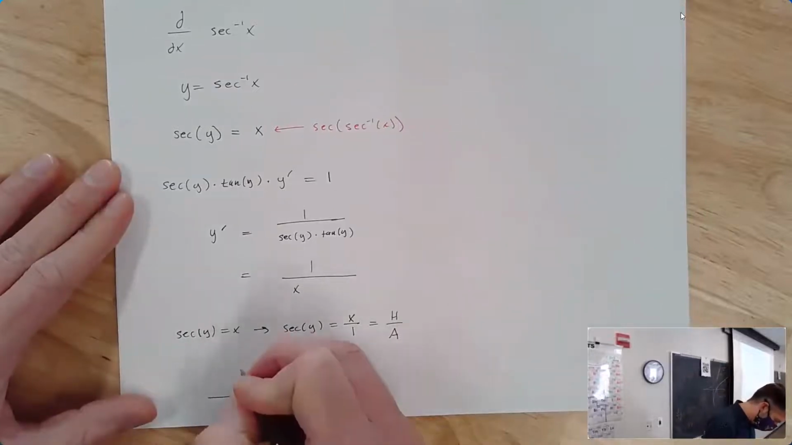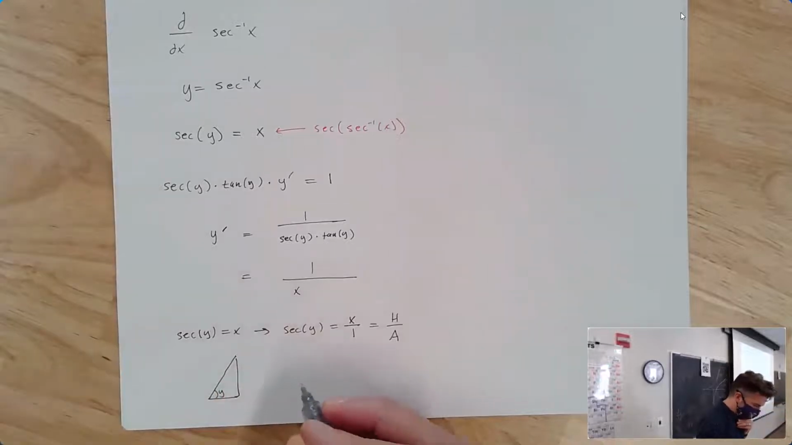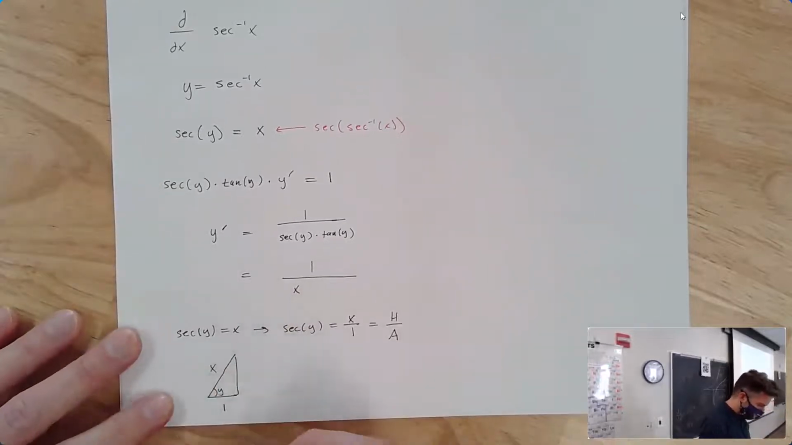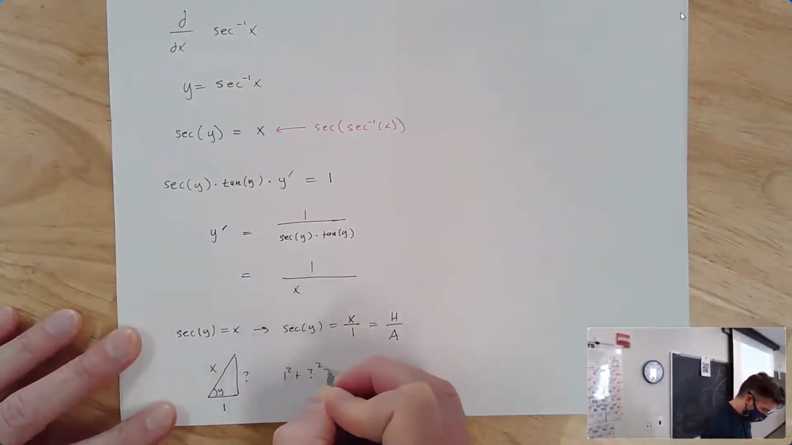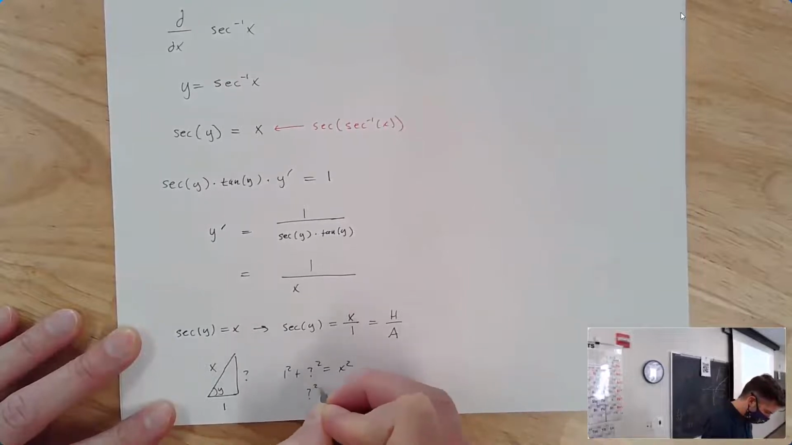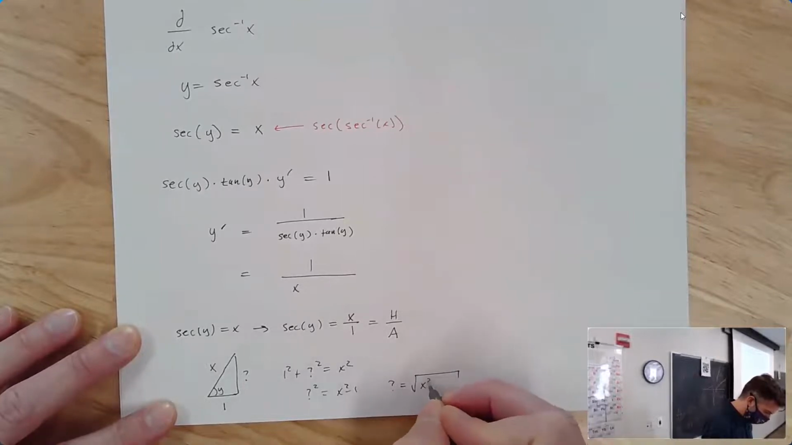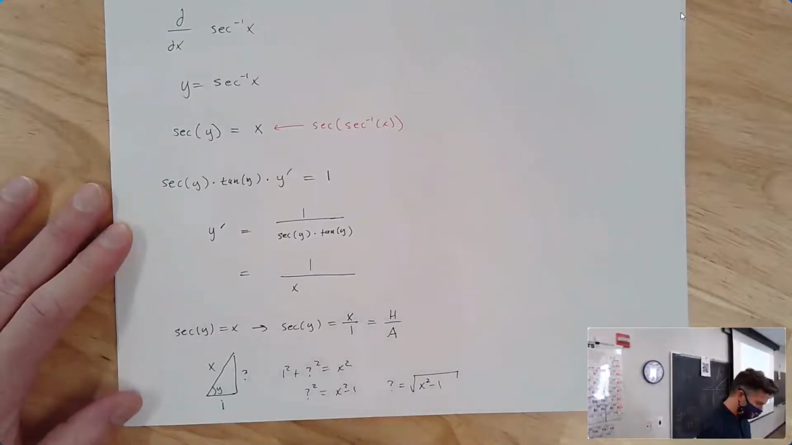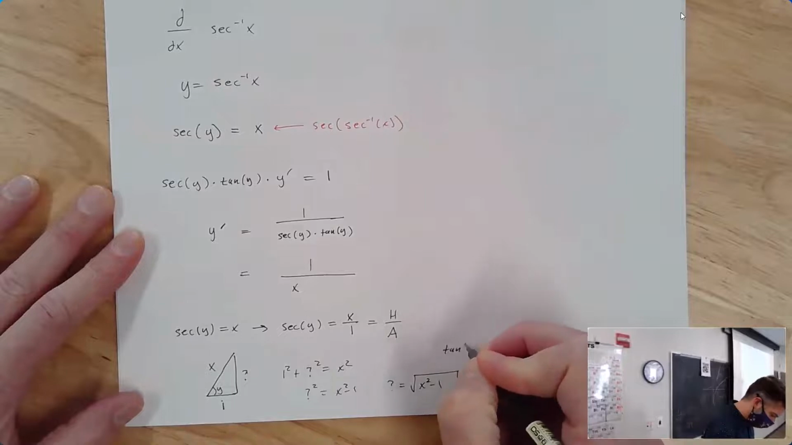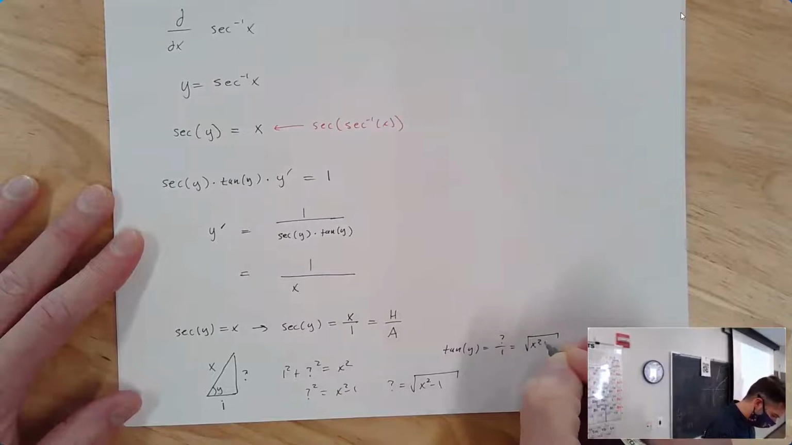I'm going to draw my triangle like I always do. The angle is y. The hypotenuse is x. The adjacent is 1. And this third side is 1 squared plus question mark squared equals x squared. Question mark squared equals x squared minus 1. So my question mark is the square root of x squared minus 1. That's what's going to go in for tangent, because tangent is opposite over adjacent. So tangent of y is the question mark over 1, which is the square root of x squared minus 1.